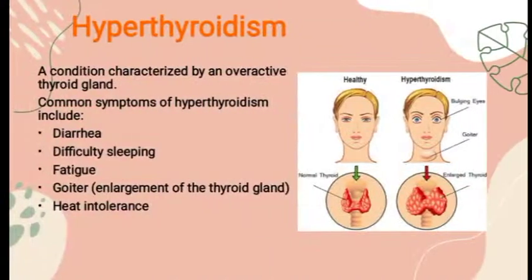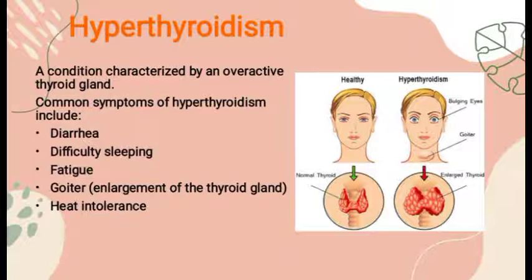The next one is hyperthyroidism. This hyperthyroidism is a condition characterized by an overactive thyroid gland. The common symptoms of hyperthyroidism include diarrhea, difficulty in sleeping, fatigue, goiter, heat intolerance, irritability and mood changes, rapid heart rate, tremors, and also unexplained weight loss.